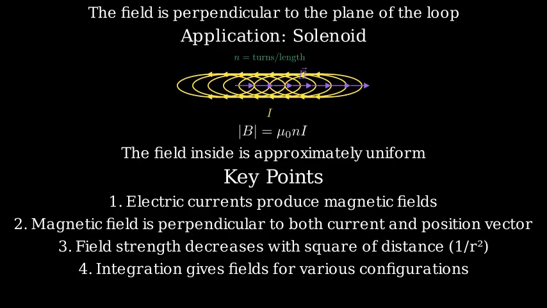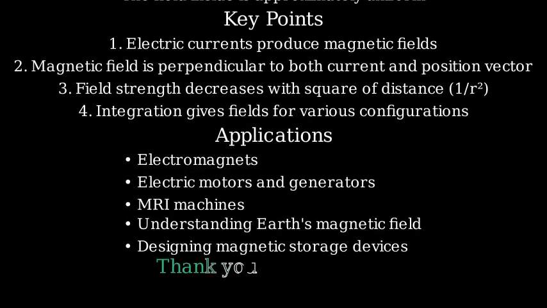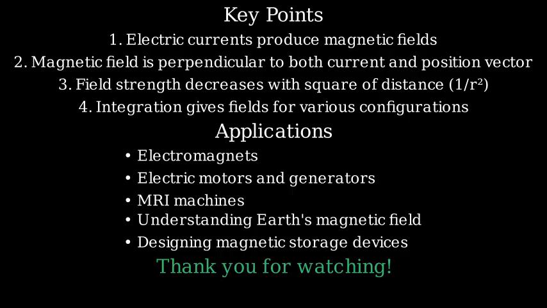The Biot law is a fundamental principle in electromagnetism that has numerous practical applications, from designing electromagnets and electric motors to understanding Earth's magnetic field. By understanding how currents create magnetic fields, engineers and scientists can design more efficient electromagnetic devices for countless applications in our modern world.